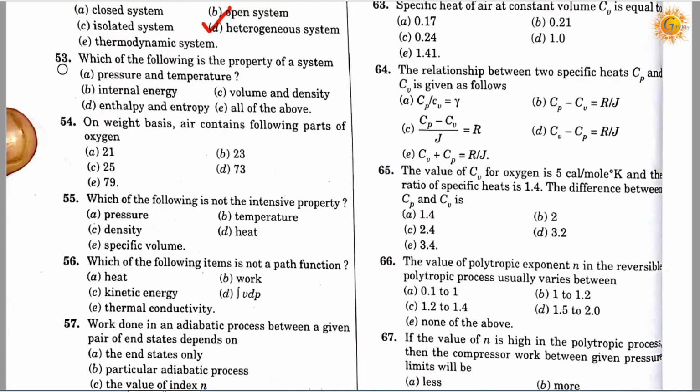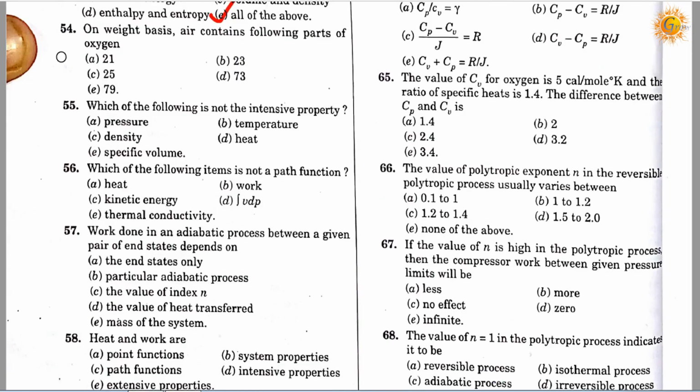Question number 53. Which of the following is the property of a system? Option A, pressure and temperature; option B, internal energy; option C, volume and density; option D, enthalpy and entropy; option E, all of the above. So correct answer is E, all of the above are properties of a system.